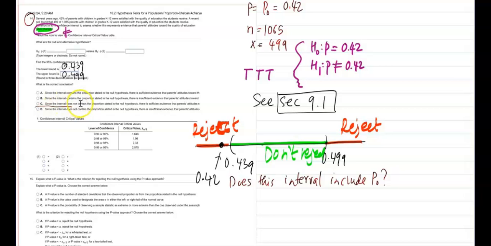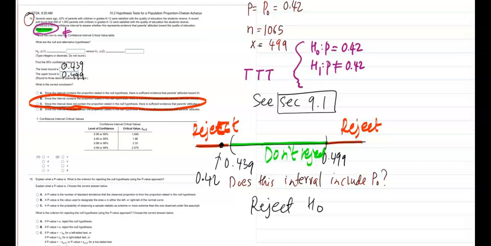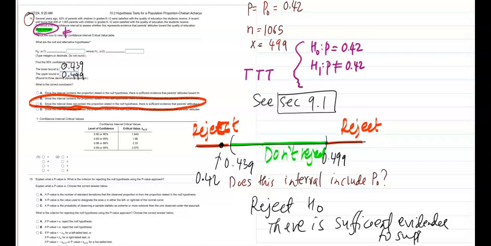Since the interval does not contain 0.42, that means it is in the rejection region, so you reject the null hypothesis. So we say there is sufficient evidence to support H1. That's part C for this question.